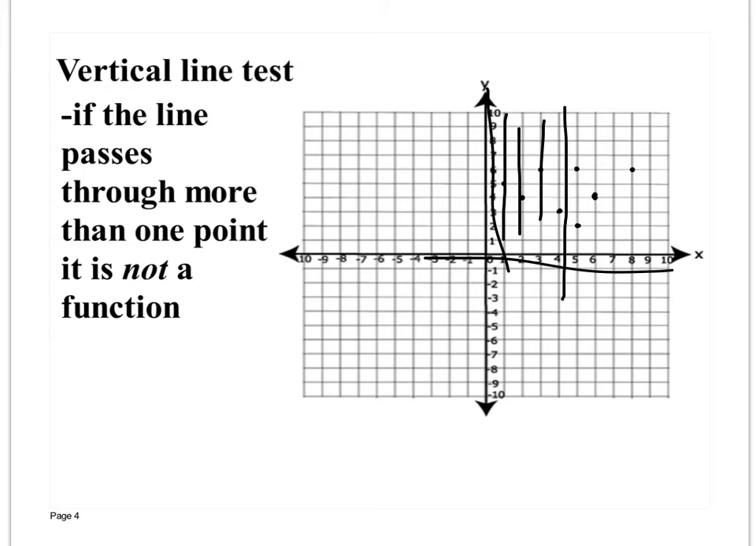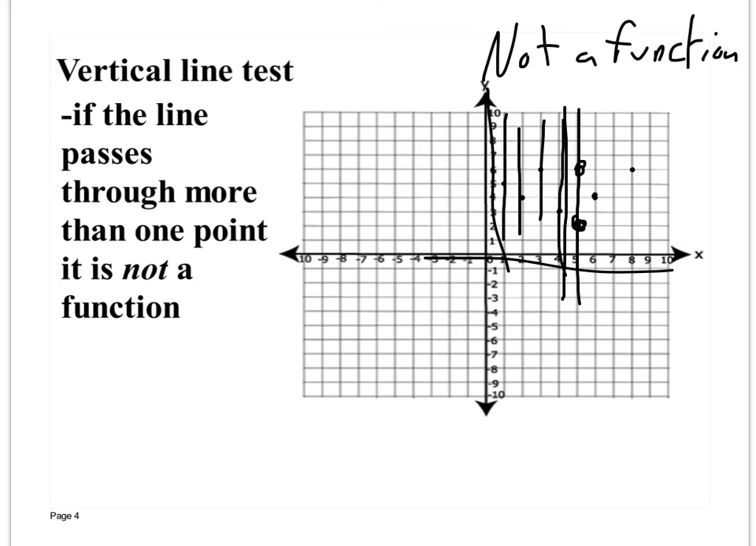Is it still a function? Yeah. Is it a function now? No, because there's 2 points on this line. Right here and right here. So this is not a function. It fails the vertical line test. Okay? That's all we're asking for, is if it passes or fails the vertical line test.